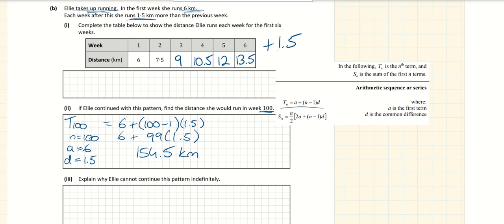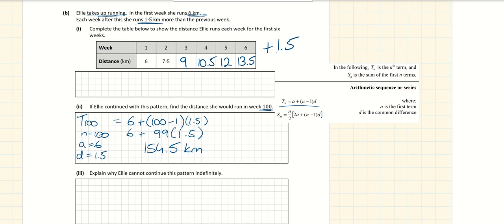And that links down to the next question here, where it says explain why she cannot continue this pattern indefinitely. So take another 100 weeks, that'll be another 150 kilometers. She's not going to run 300 kilometers in a week. So you can't run an infinite amount. There's no way that she can keep on running forever. Think about it, when she reaches week 200, or well, week 2000 maybe, it'll be really big. So she can't run an infinite amount.